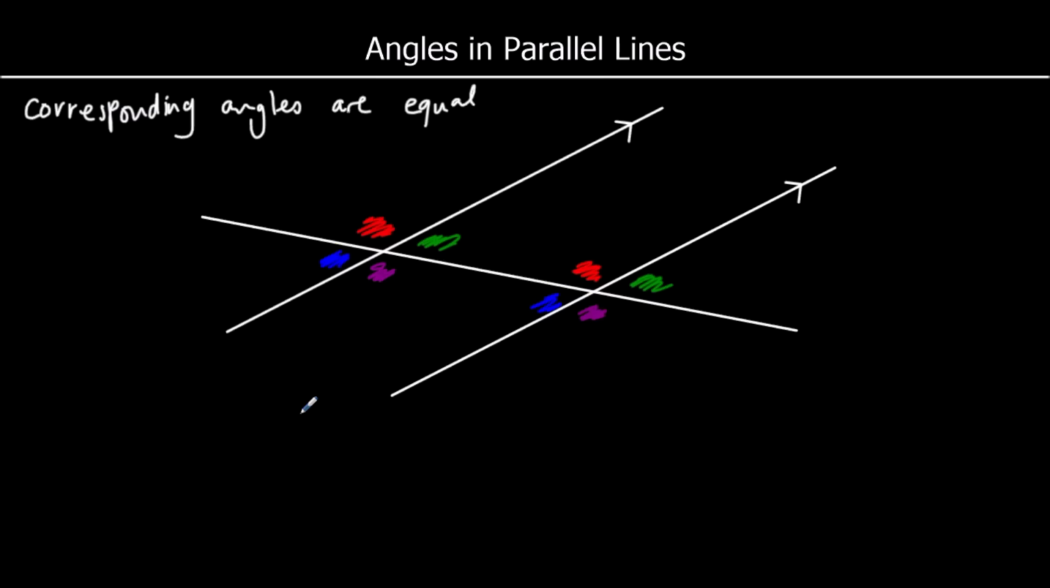We can also say that opposite angles are equal. So the red angle and the purple angle, they're opposite angles, and they are equal. And the green angle and the blue angle are opposite angles, and they are equal. So these two red ones opposite each other are equal, and the two green ones opposite each other are equal. So opposite angles, or vertically opposite angles, are equal.